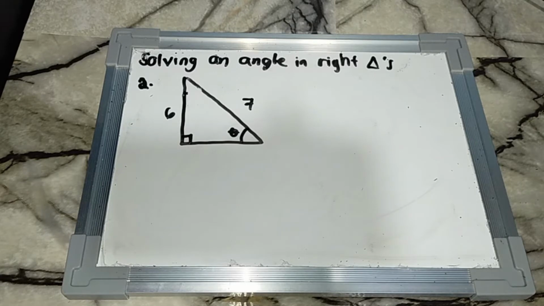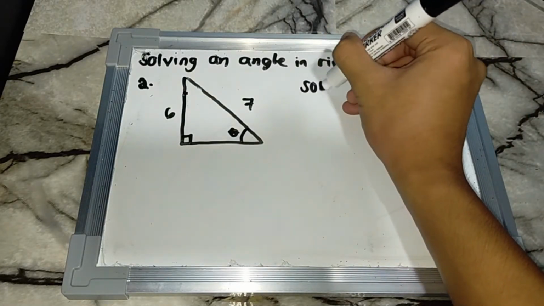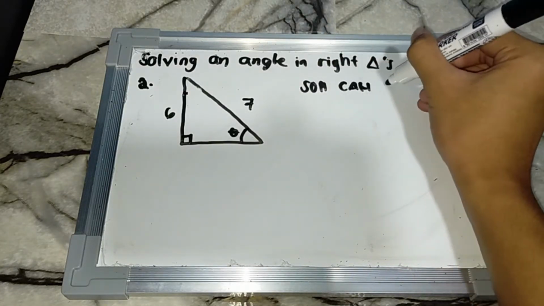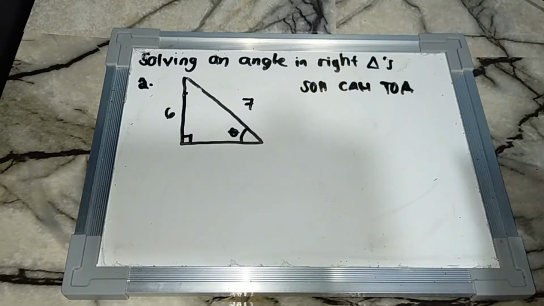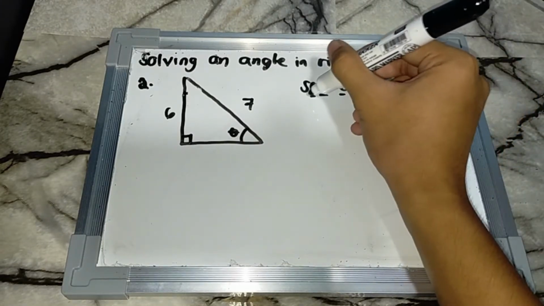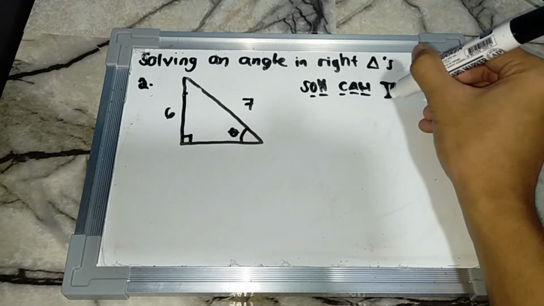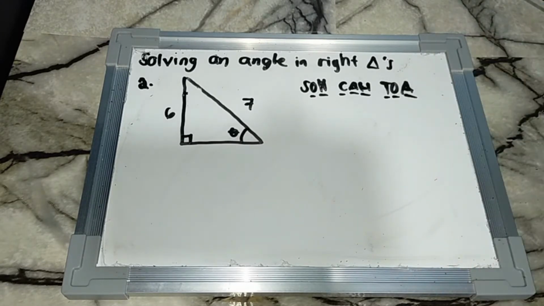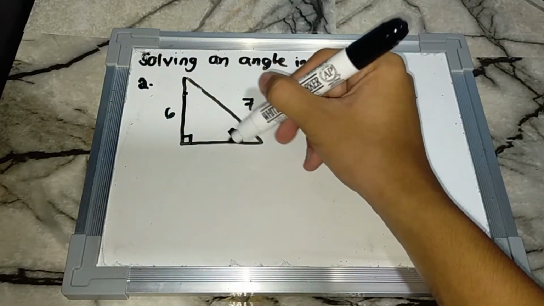So for our second example, we are going to solve an angle of right triangles using our trigonometric functions. And those are sine, cosine, tangent, cotangent, secant, cosecant. And remember these words. Sine is opposite over hypotenuse. Cosine is adjacent over hypotenuse. Tangent is opposite over adjacent. So now, based on this drawing, we are finding the angle theta.